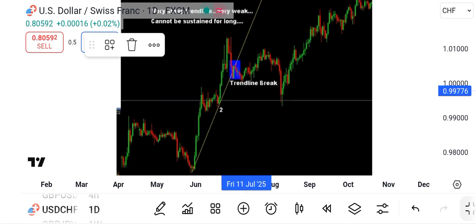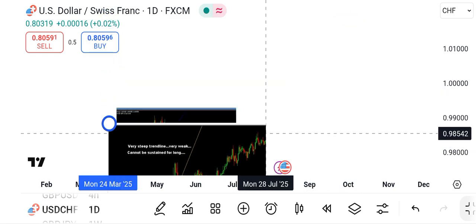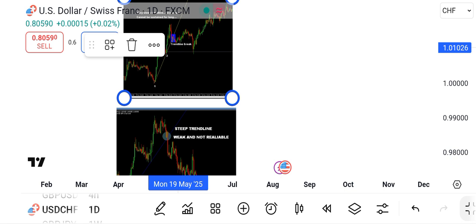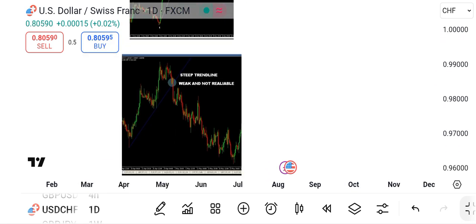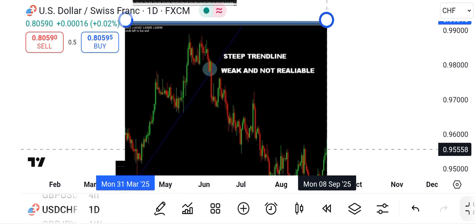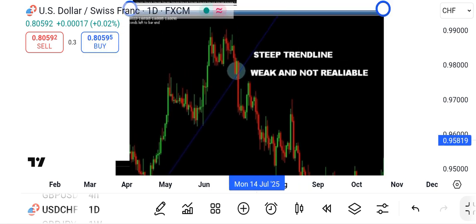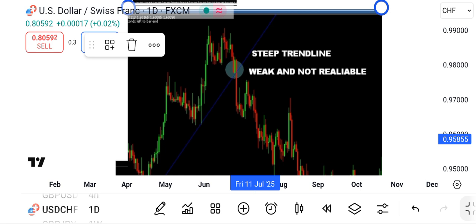Let me quickly go back to the second one we have. Let me take this off. We've gotten what we need from this one. Okay, now this is the second one. It is not clear, but we will manage it. You can see it. This is what they call a steep trend line. Steep trend lines are weak and not reliable.